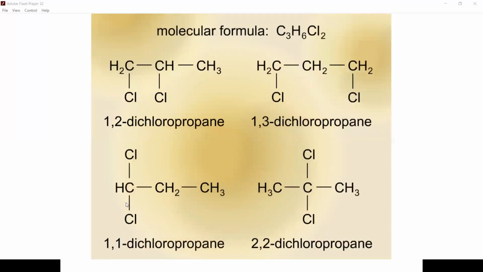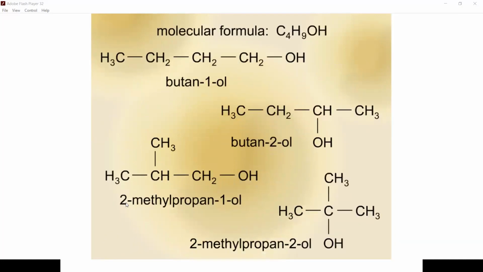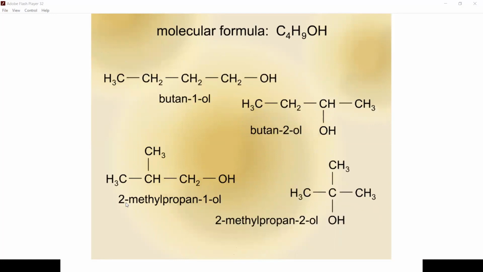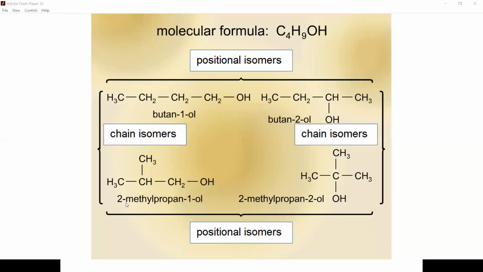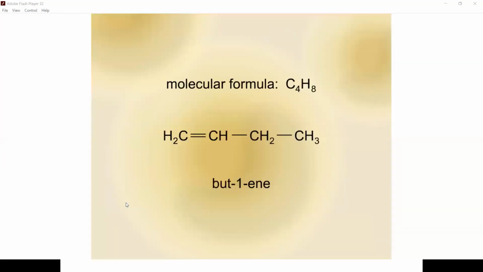Generally, positional isomerism is possible in all compounds having functional groups, such as haloalkanes or alcohols. For example, there are 4 structural isomers of the aliphatic alcohol with the formula C4H9OH. They form 2 pairs of positional isomers and 2 pairs of chain isomers.